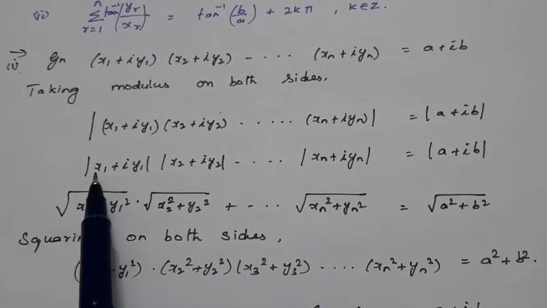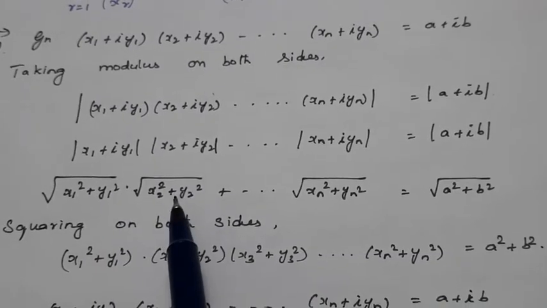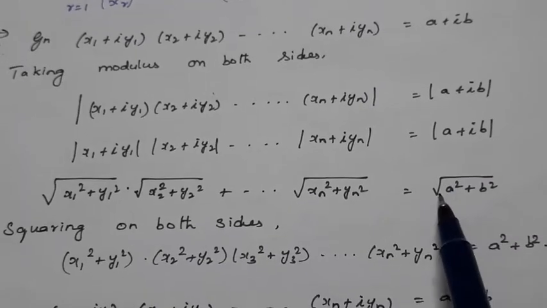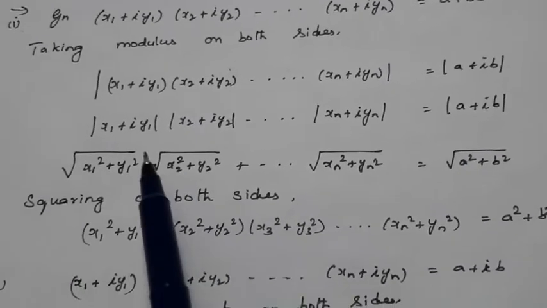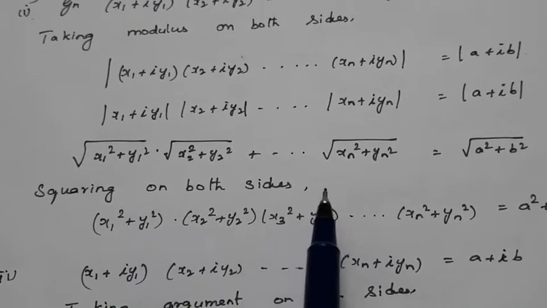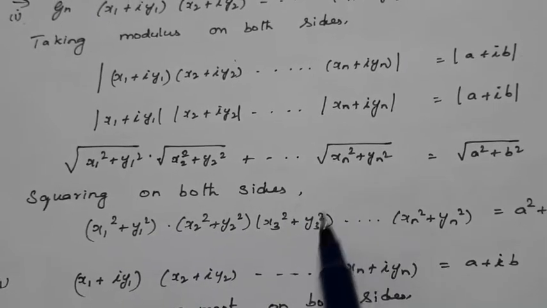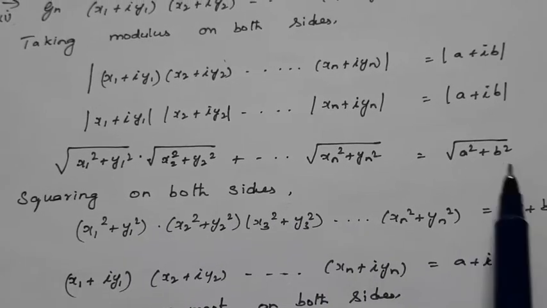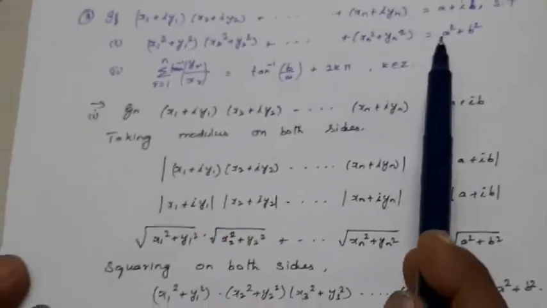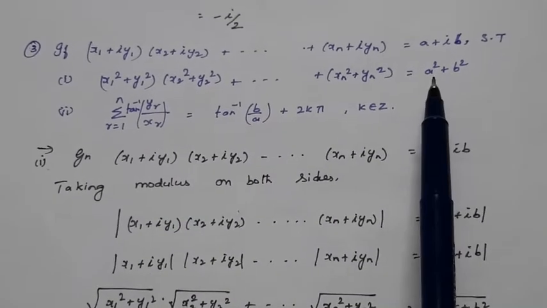Now what is the modulus of x1 plus iy1? Root of x1 square plus y1 square. And here it is root of x2 square plus y2 square etc. to root of xn square plus yn square. And this one is root of a square plus b square. So in order to get rid of the square roots, let us square on both sides. On squaring both sides, we have x1 square plus y1 square into x2 square plus y2 square etc. to xn square plus yn square equal to a square plus b square. Hence we have proved the first part of this problem. So by taking modulus, we have proved the first part of the problem.